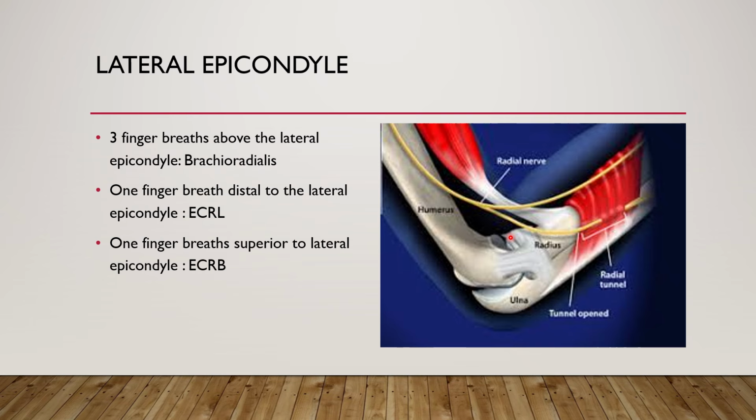Next, when it comes near the lateral epicondyle, one finger breadth above the lateral epicondyle or one finger breadth distal to it, it means it is nearby the lateral epicondyle simply. So it supplies brachioradialis here, extensor carpi radialis longus here, extensor carpi radialis brevis here. So all these three branches are given near the lateral epicondyle. So students must know all these things. When it comes in the axilla, what are the branches? When it is lying in the spiral groove, what are the branches? When it lies near the lateral epicondyle, what are the branches?